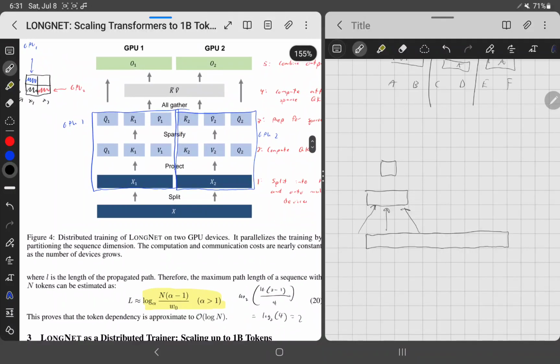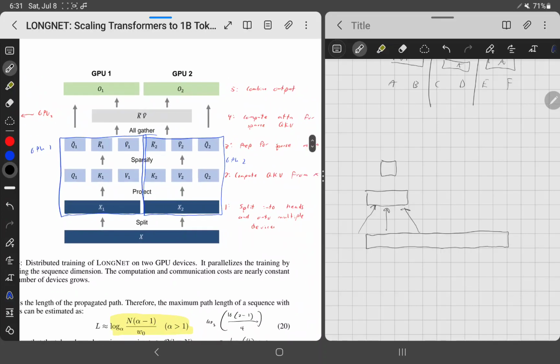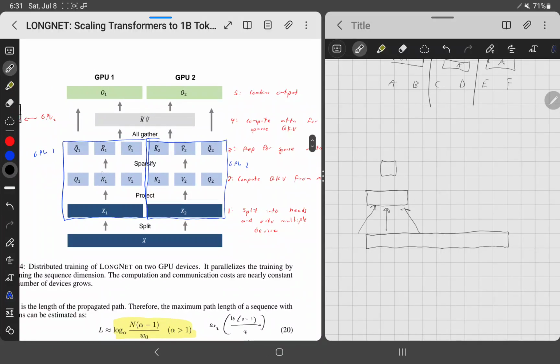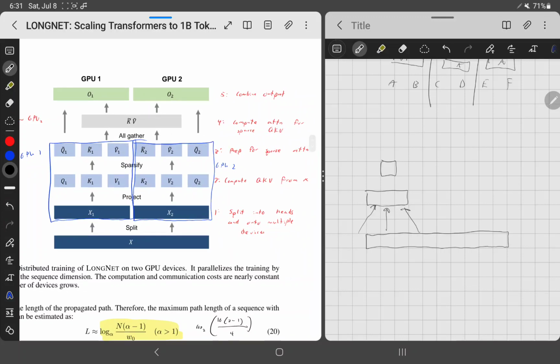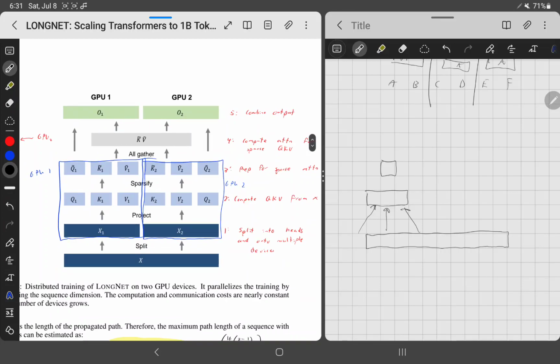And they do so in a distributed way. You can do it on multiple GPUs, but what you do is you split this into multiple heads, and we'll get into what the multiple heads do. You compute the queries, the keys, and the values. And then they just say sparsify. You only select the query, keys, and values that you need for the computation, and then you do the computation.